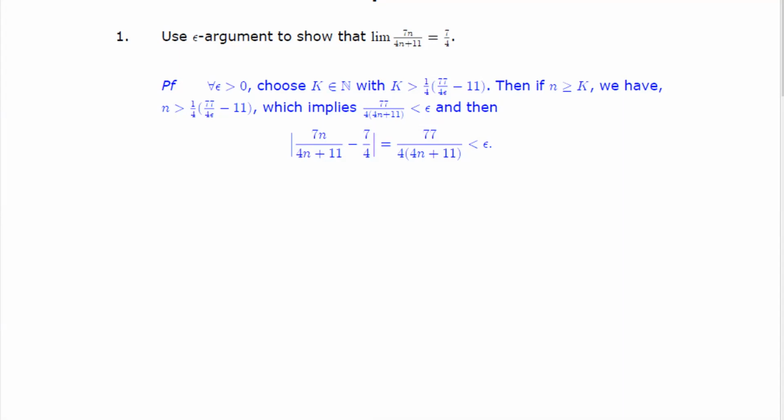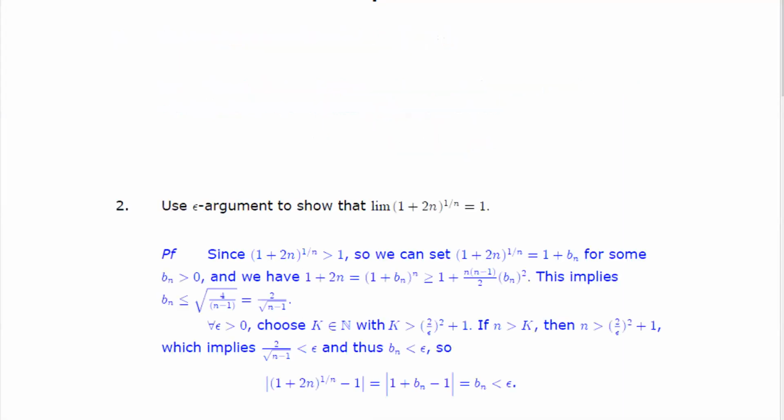All right, so let's look at number 2. Number 2 is related to the last example in the previous lecture about the limit of n to the 1 over n as n goes to infinity. This time, I want you to show the limit of (1 plus 2n) to the 1 over (1 plus 2n), where n also goes to infinity. So n is replaced by 1 plus 2n in the first place.